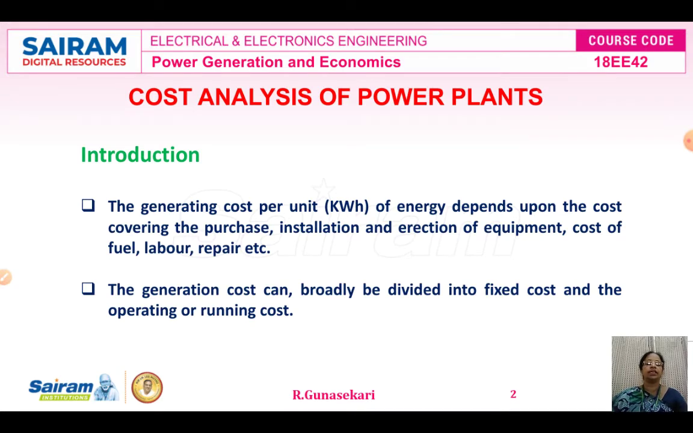So the generating cost per unit kilowatt hour of energy mainly depends on the cost covering the purchase, installation and erection of equipment, cost of fuel, labor cost, repair cost, etc. The generation cost can be divided into two costs. One is fixed cost, another one is operating and running cost. These two costs we already studied in lecture video 1.